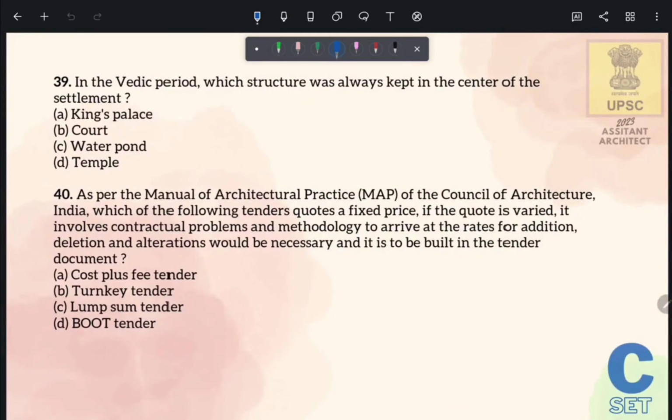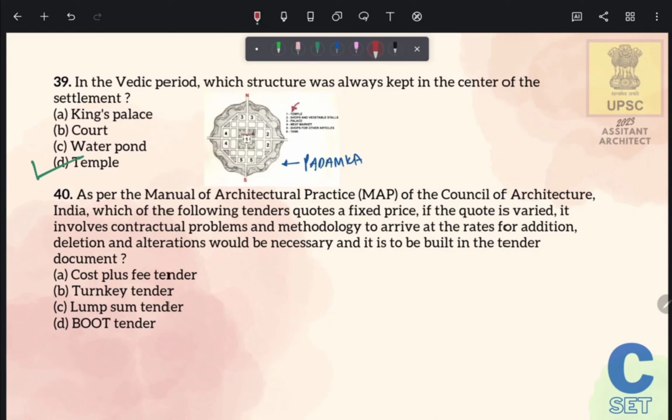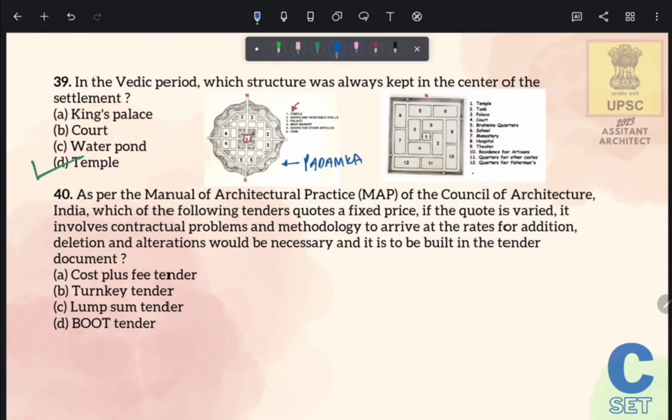In the Vedic period, which structure was always kept in the center of the settlement? So friends, Mansara is one of the important town planning classifications of the Vedic period, and as per that the temple was always kept in the center of the settlement. So the correct answer of this question is option number D, temple. For example, in this Padmaka plan, the temple lies in the most central part of the town. Similarly, in this Nandyavarta type of plan, the temple is situated in the central part of the town. You can also check some other plans of the Mansara town planning classification. Let's move to the next question.